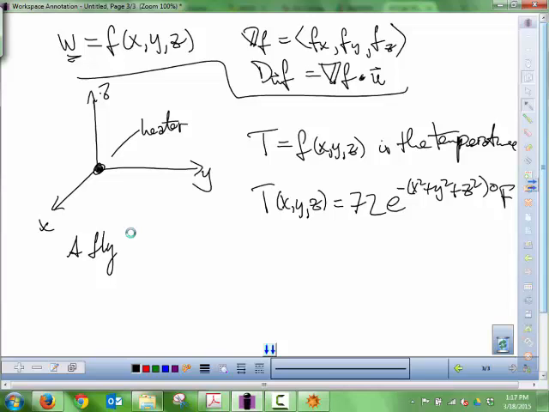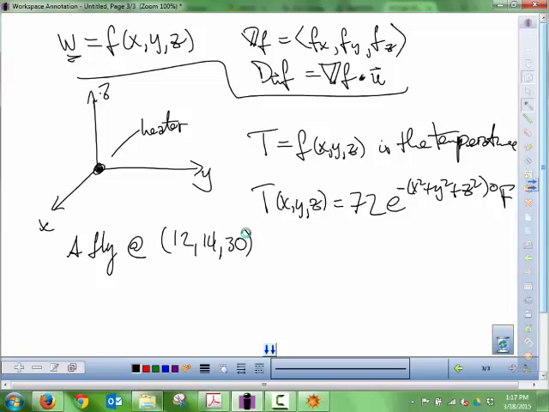So a fly is buzzing around, and we can give it a path, or we can just give it a position. So let's just give it a position for now. Where is the fly in space? And this is in the first octant, so all x, y's, and z's have to be positive. So there's a fly in the room at 12, 14, 30. Okay?